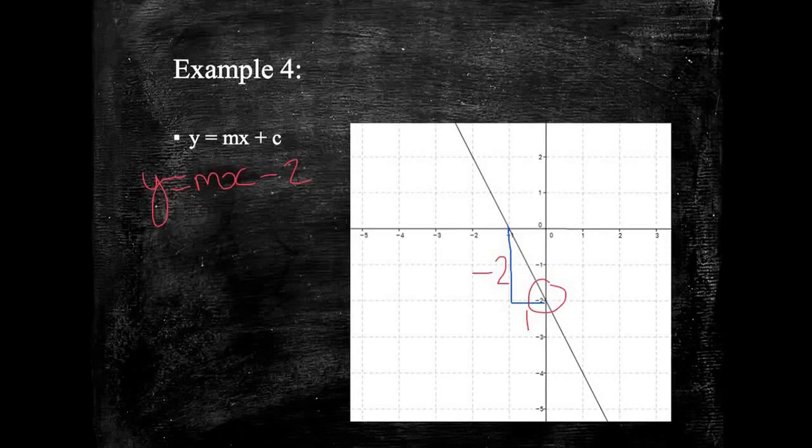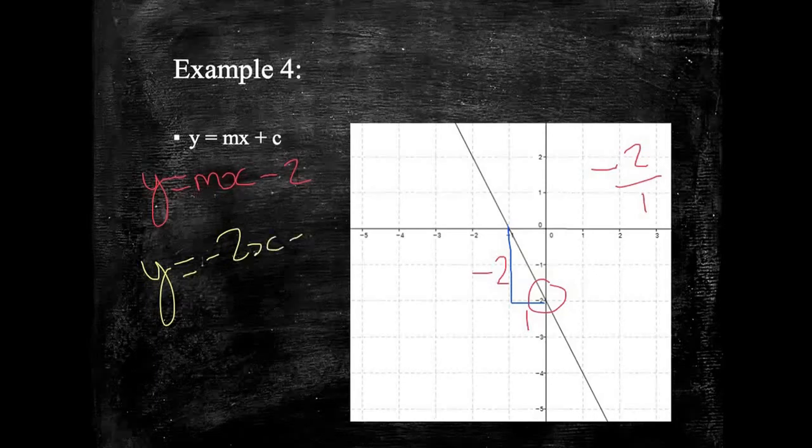So again, thinking about my rise over run, my rise actually is negative this time. So -2 over 1. Again, just introducing a little bit more complexity here. -2 divided by 1 is still -2. And again, we can have both positive and negative gradients. So this is y equals -2x minus 2.